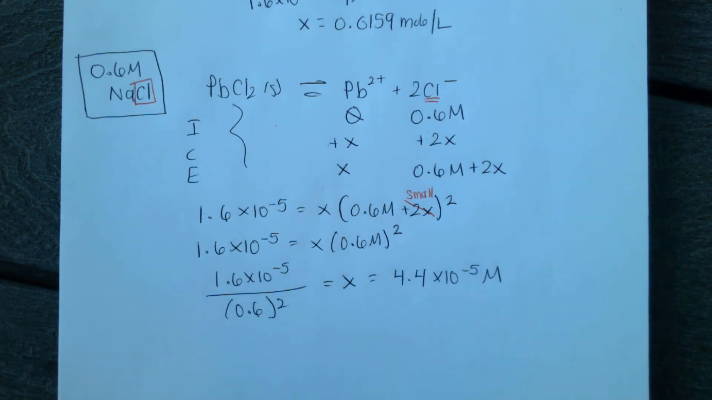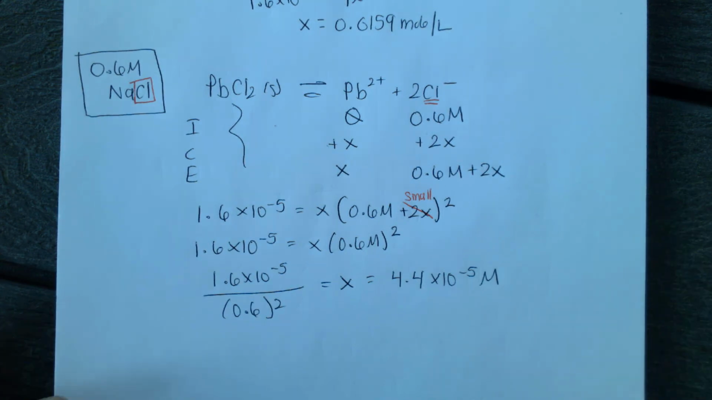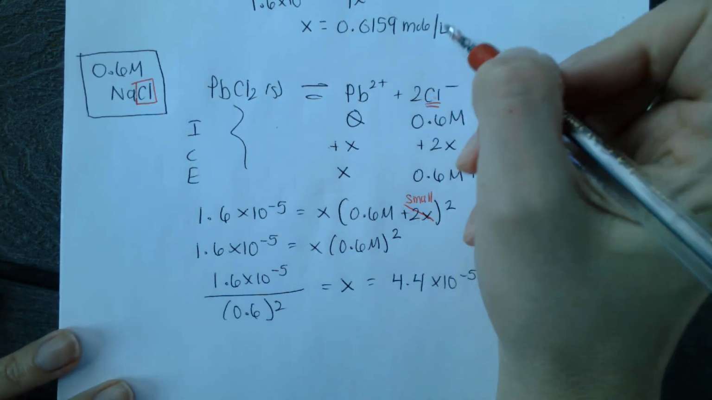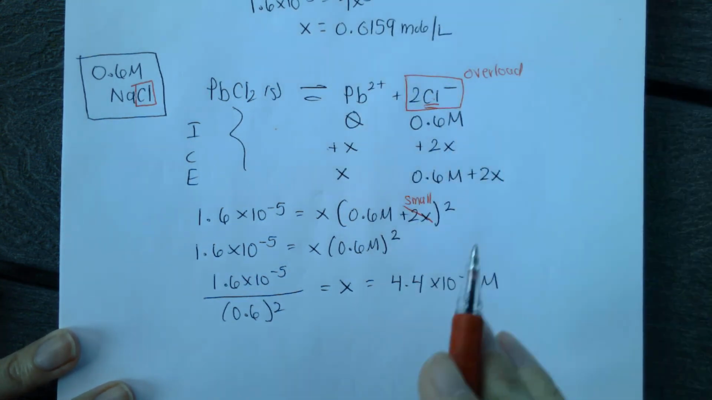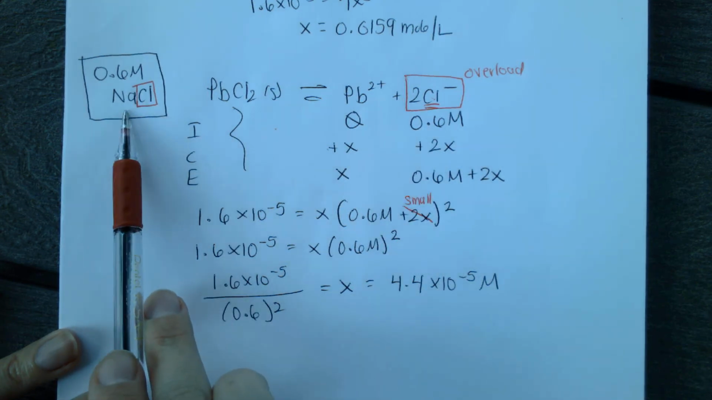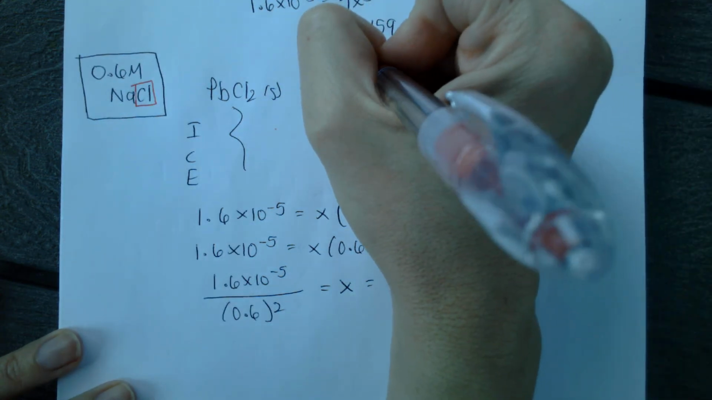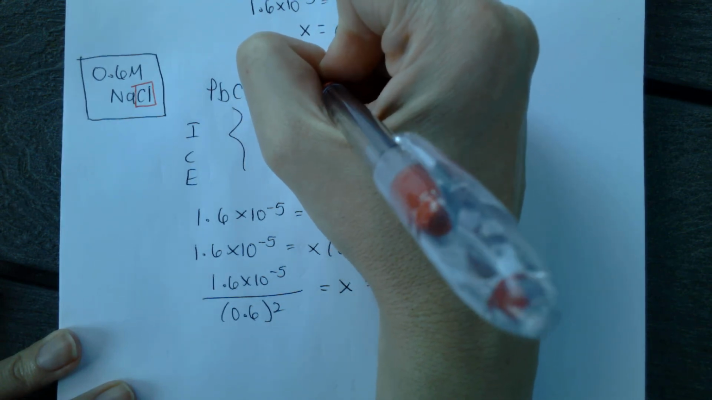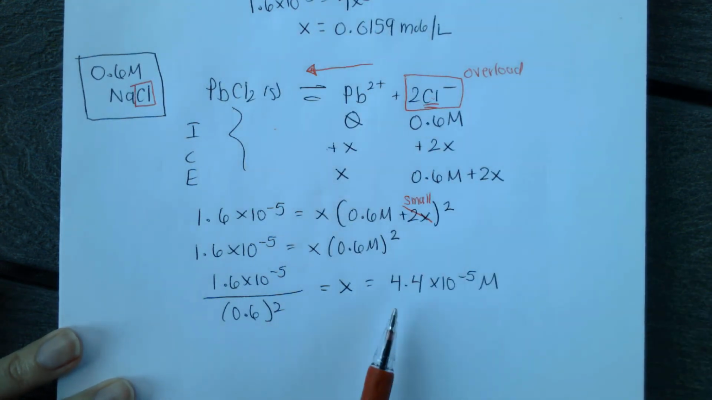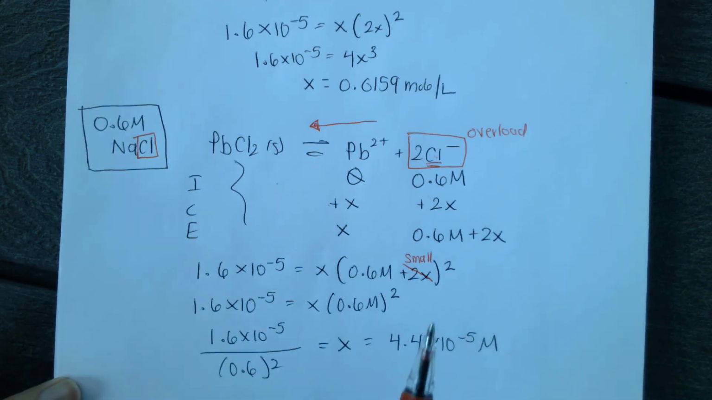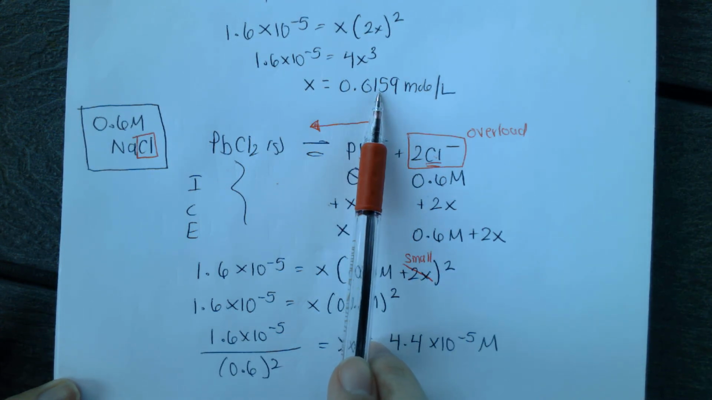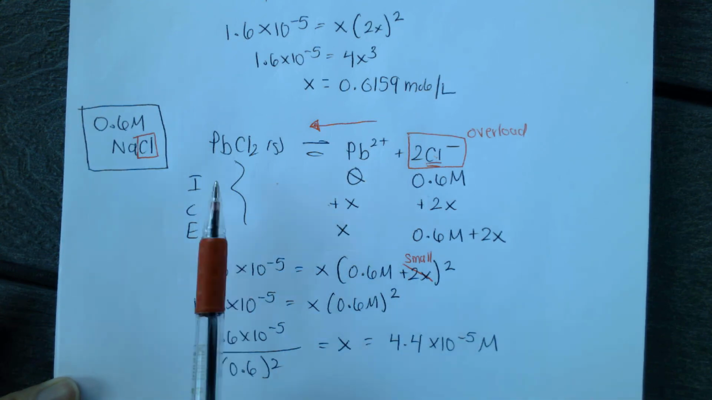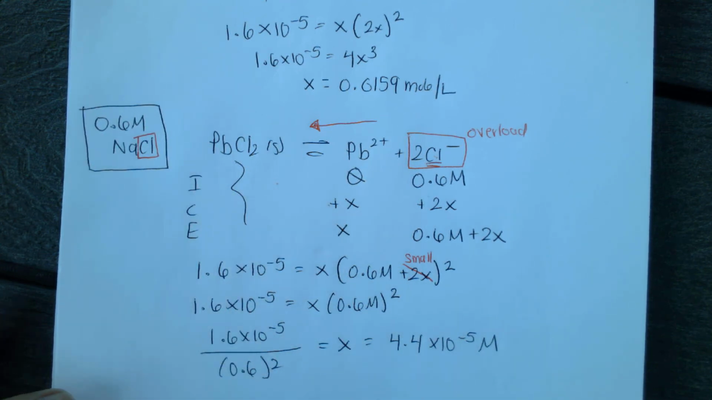So again, think about that previous problem, where we had something here initially, meaning this started with the overload. Because we started with something here, because we were in a solution that already had chloride, it caused it to shift this way, which means our solubility will decrease. And that's exactly what we have calculated here. In plain water, we had 1.59 times 10 to the minus 2 moles per liter. Here in that salt water solution, we have 4.4 times 10 to the minus 5.